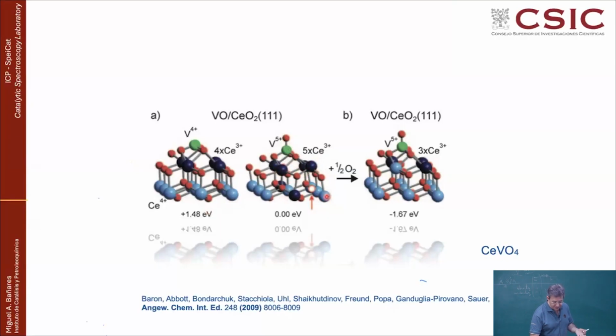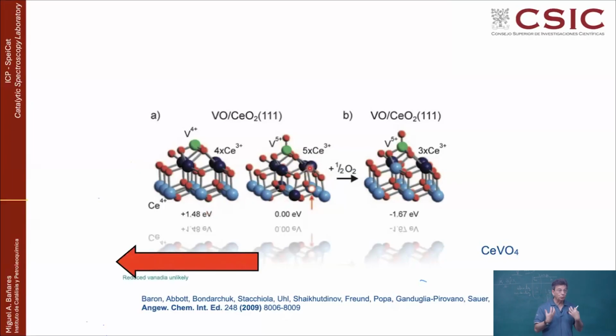So the light blue is cerium 4+, the dark blue or black is reduced cerium. And where is the reduced ceria? Right at the interface between vanadium and cerium. So that is ideal, because this is what we were indirectly observing, even when we didn't have direct evidence for that. And we were also telling Joachim, look, if we try to reduce vanadium, it's impossible.